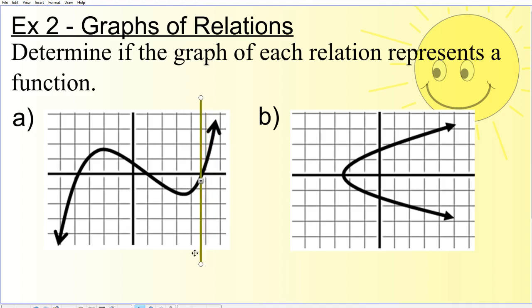Okay? So does this line touch my relation at more than one place at the same time? The answer is no. Which means this is a function. This passes the vertical line test. I'm even going to write that down here.